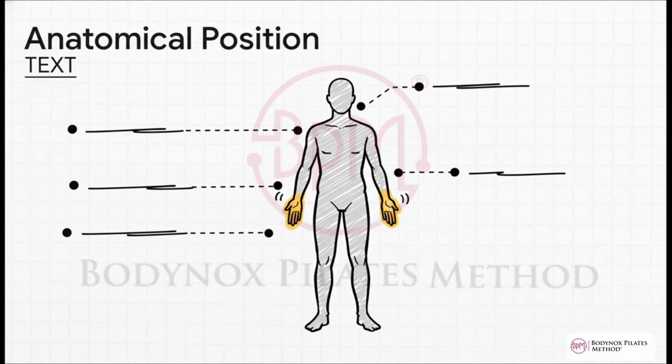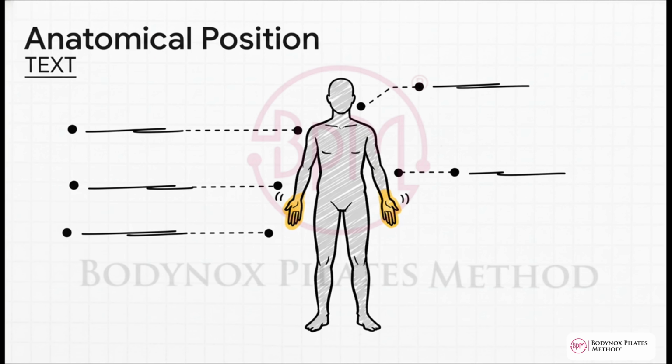Let's break this down real quick. You're standing upright, feet are together or just slightly apart, and you're looking straight ahead. Simple enough. But here is the one detail that everyone forgets, and it's the most important one. Notice the palms are facing forward. This little detail completely changes how we define the rotation of our arms.